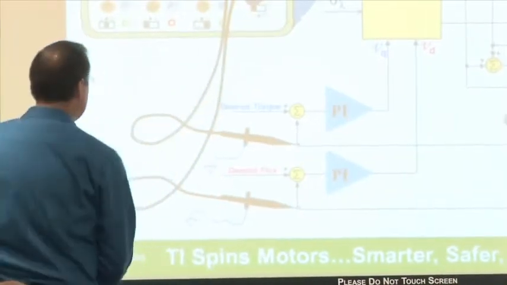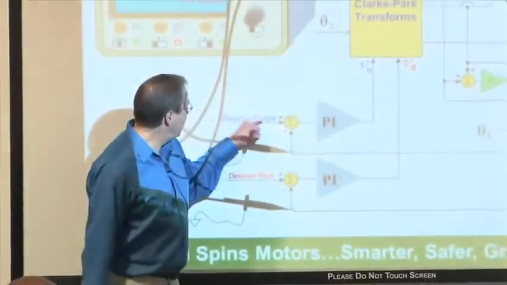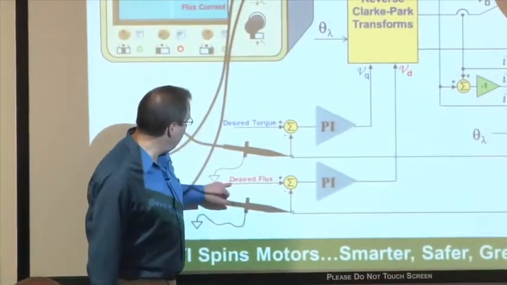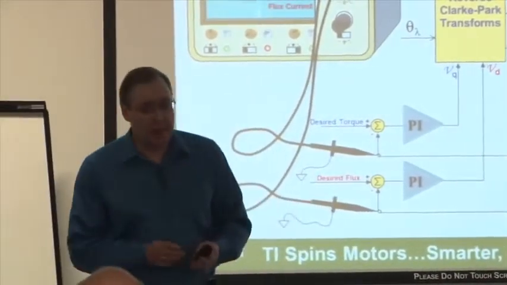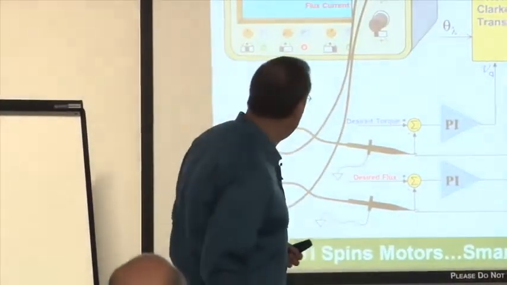But in this diagram right here, I show that the d-axis value is the desired flux. So what gives? Is that kind of right? Well, it turns out that for other motor topologies, and in particular the AC induction motor, I need to control the flux in the machine. In fact, I need to generate flux in the machine because I don't have a permanent magnet.